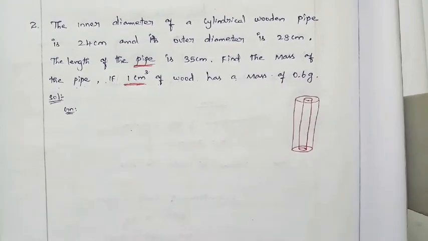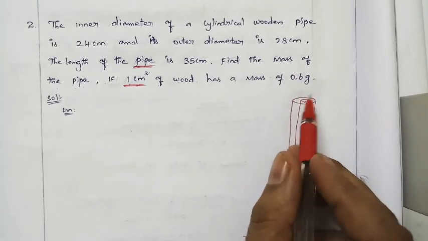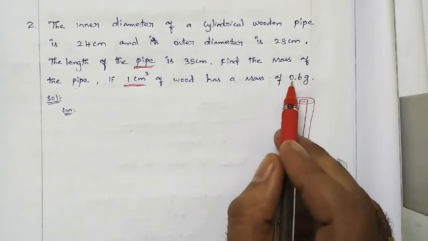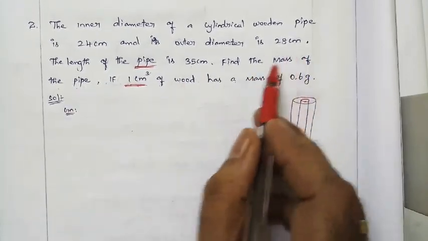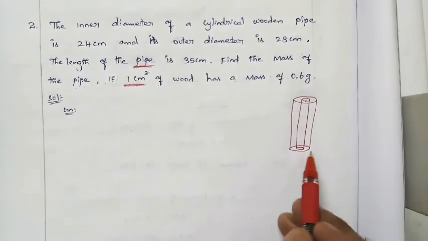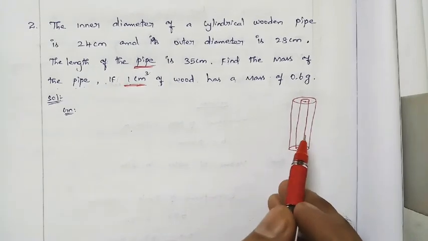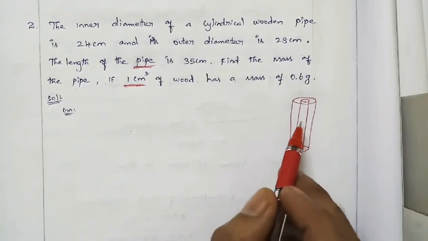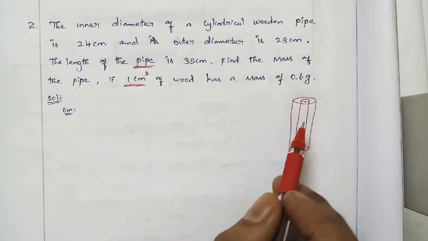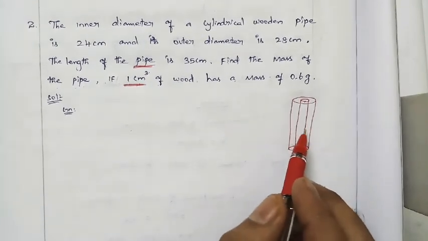So first we want to find the volume of the pipe, and multiplying by 0.6 we will get the total mass of the pipe. First we want to find the volume of the pipe. What is the shape of the pipe? It is nothing but a hollow cylinder, right? So we have to find the volume of the hollow cylinder.